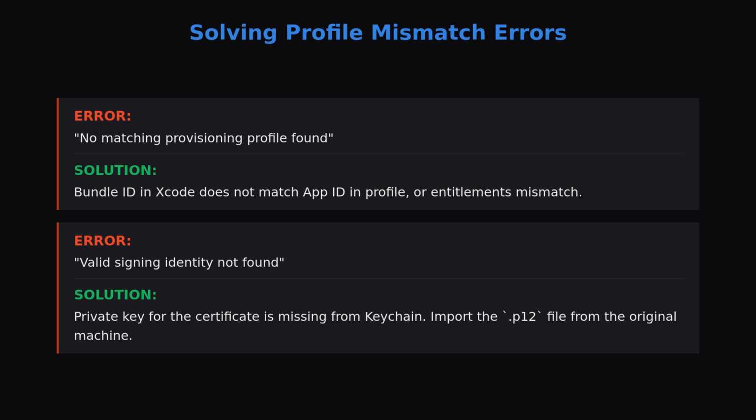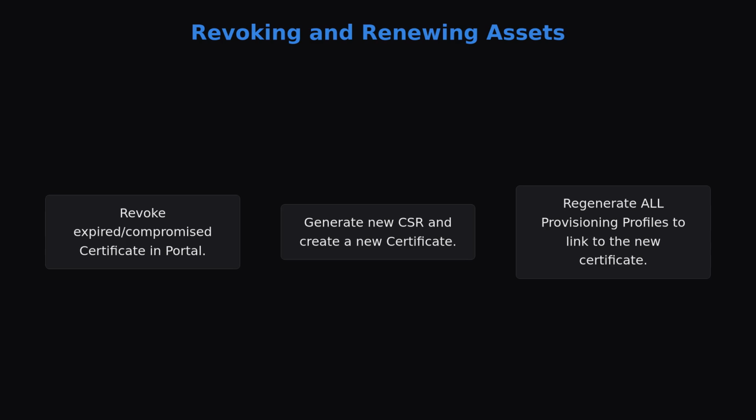If the profile is expired, delete the profile from the portal immediately and regenerate a new one linked to a valid certificate. Certificates expire after 1 year. Provisioning profiles expire when the linked certificate expires or after 1 year, whichever occurs first.